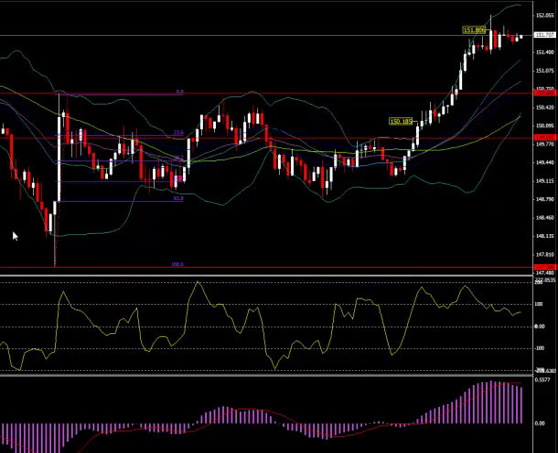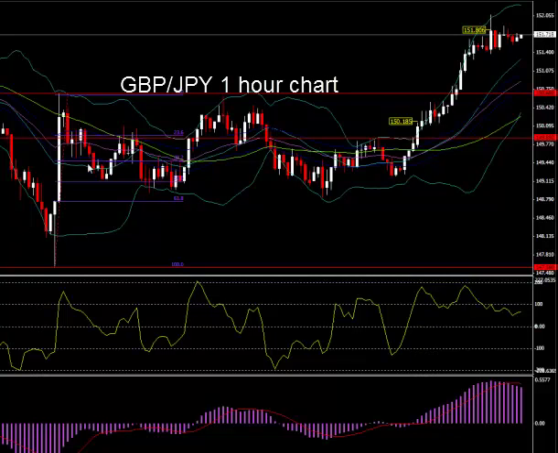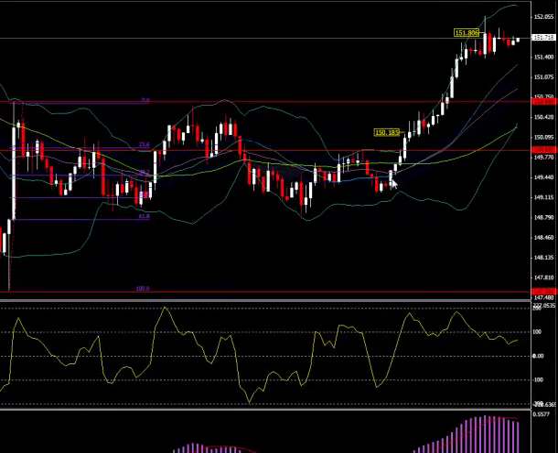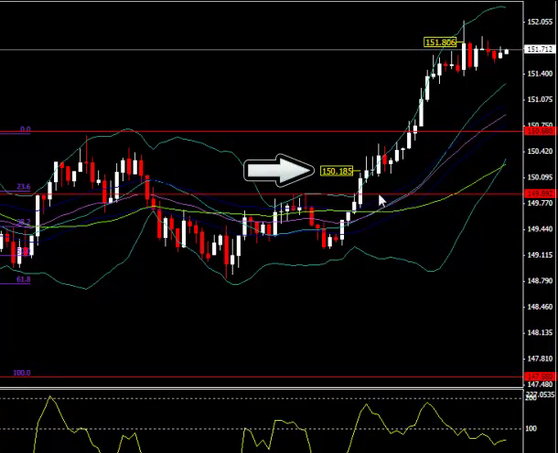Now the next trade I want to show you is a continuation breakout trade, and I used it on the pound yen. This is again the 1-hour time frame, and here we're looking for that range of consolidation, and here was my signal candle. This was my continuation breakout signal candle right here.